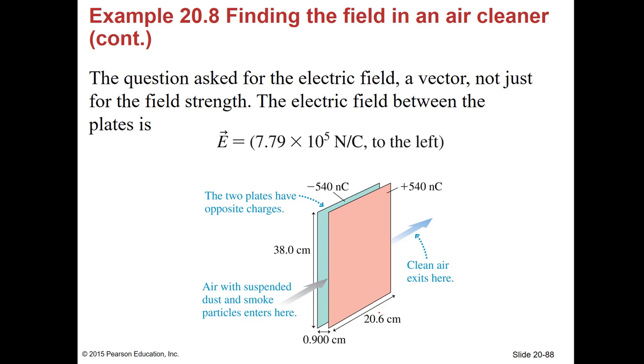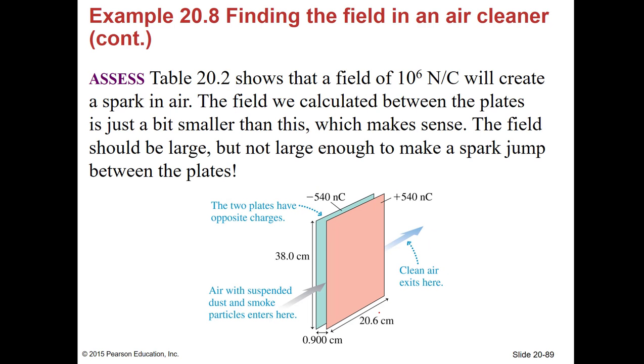Okay, good. The electric field is to the left because it goes from the positive side to the negative side. So you saw before that this electric field strength would create a spark in air. The field here is a little bit smaller, so not quite enough to make sparks fly.